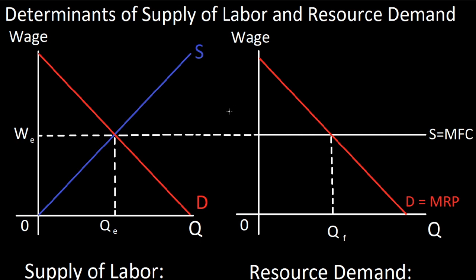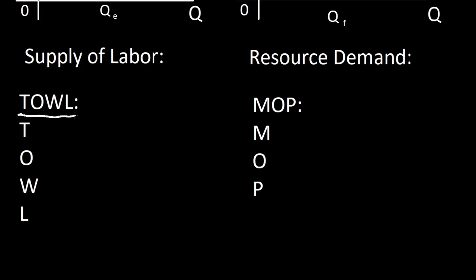However, I didn't just create any usual acronym. I used the tools of a janitor, a towel, and a mop. So we have a trusty old towel for a supply of labor to clean those windows. And then we have a regular old mop to wipe the floor clean for resource demand. So let's go through these new acronyms and start with supply of labor on towel.